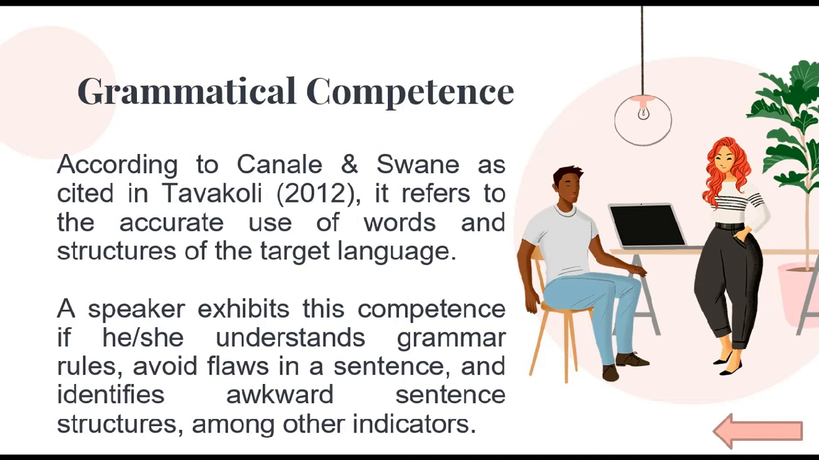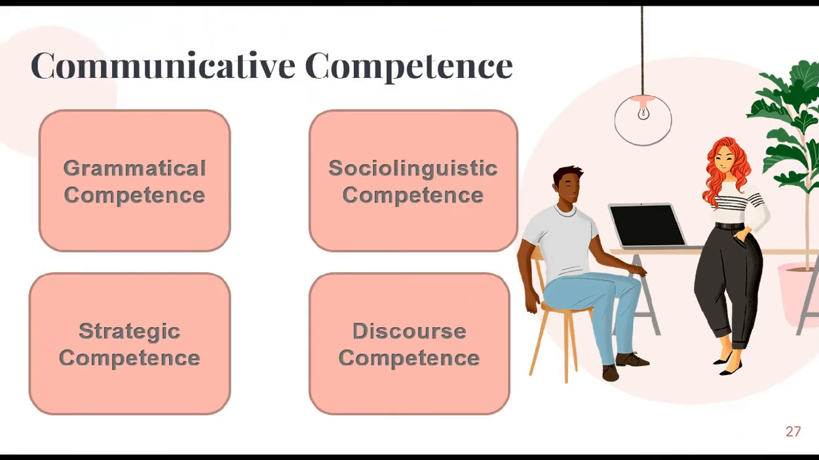So in order to understand the grammar rules or avoid flaws in sentences, the speaker must be knowledgeable enough in terms of the following: the phonology, semantics, syntax, and pragmatics. Basically, the 8 parts of speech, the subject-verb agreement, for example, on when to use is, are, was, and were. The sentence structure also: the simple sentence, compound sentence, complex sentence, and the compound-complex sentence. So those are about grammatical competence.